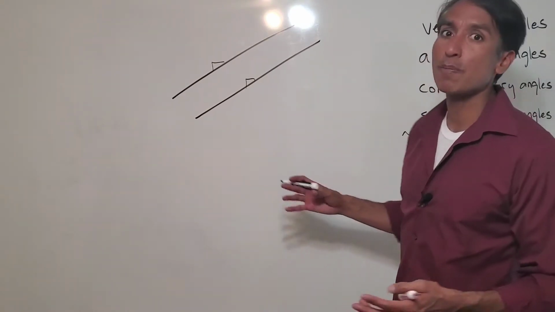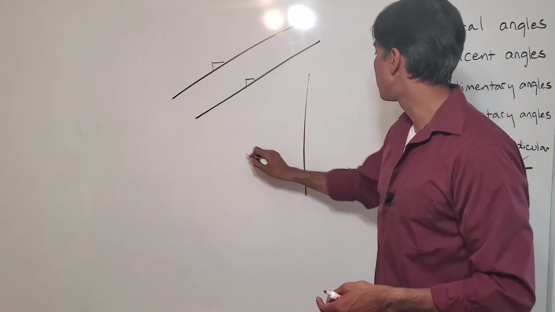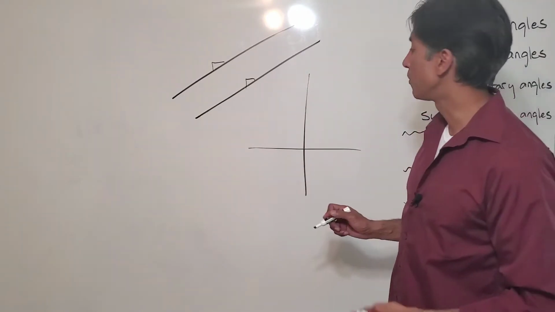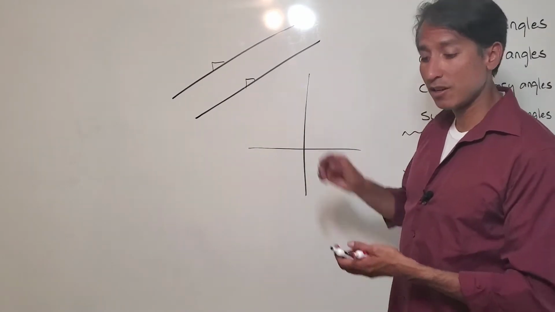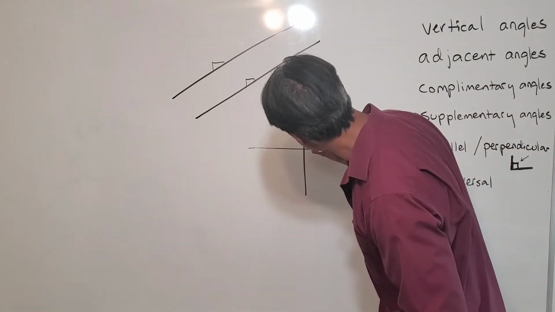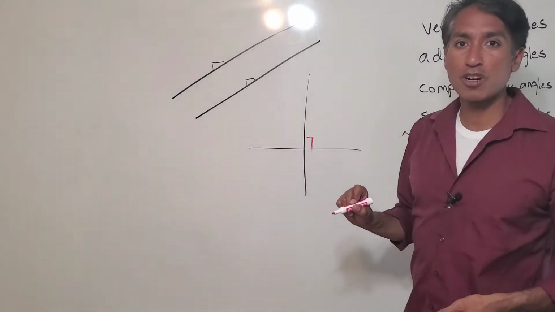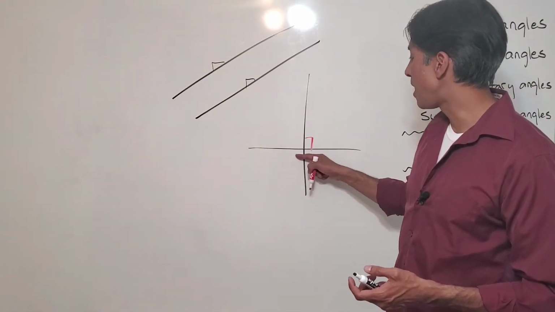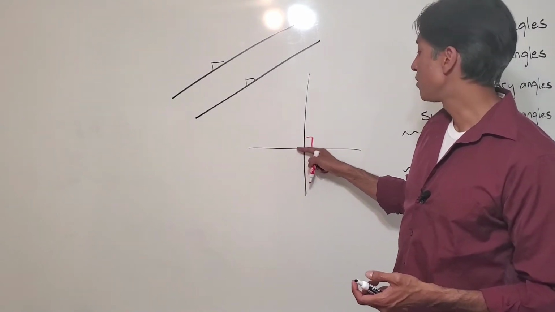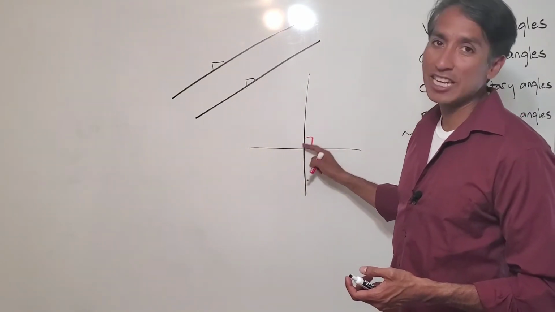And then we have perpendicular lines. So pretty much like the XY axis, right? Perpendicular means they're going to crisscross at a 90-degree angle. A lot of times you'll see that little box in the corner, which shows that it's a 90 degree. And if we know this guy is 90, we know the opposite one over here is 90. The one opposite is called the what type of angle?